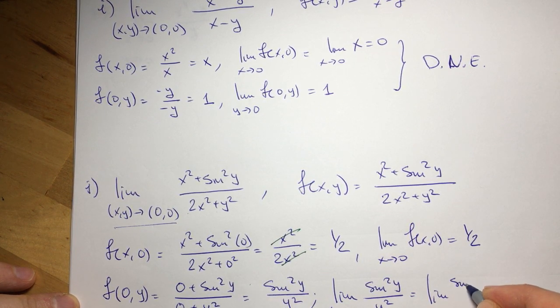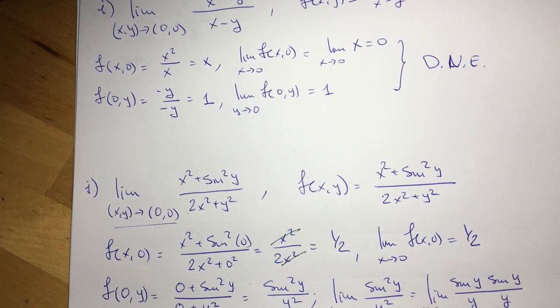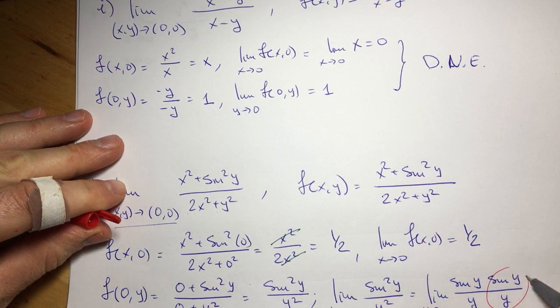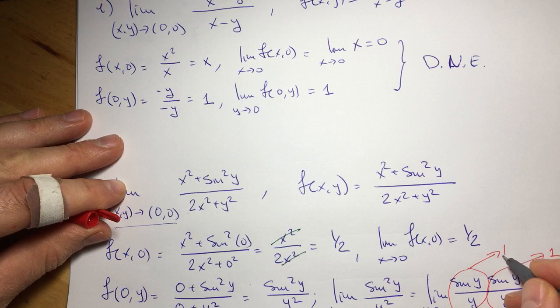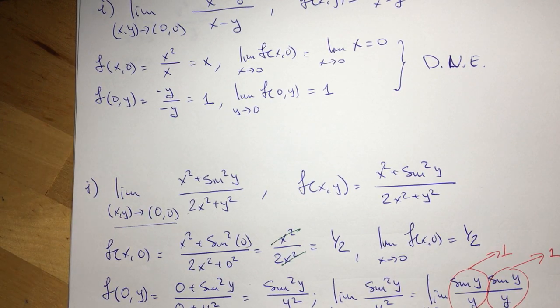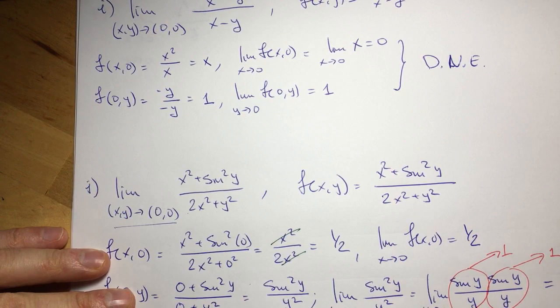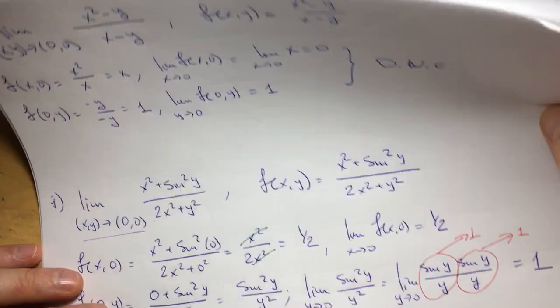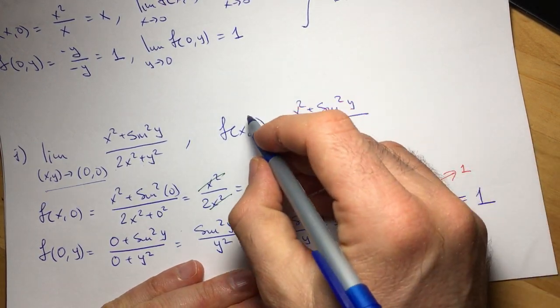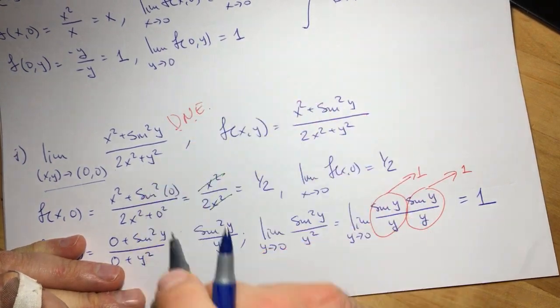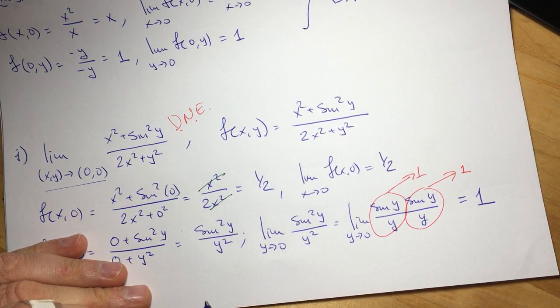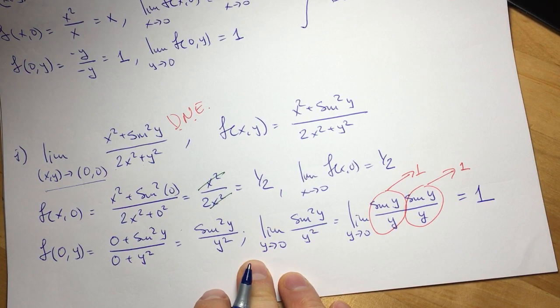Here I use the limit that I already talked about in the previous video, the one that you should be familiar with from Cal 1: sine of theta over theta as theta goes to 0 approaches 1. So 1 times 1, this limit is equal to 1. And in conclusion, we say that this limit does not exist. Why? Because we have found different limits when we approach the origin along different paths.